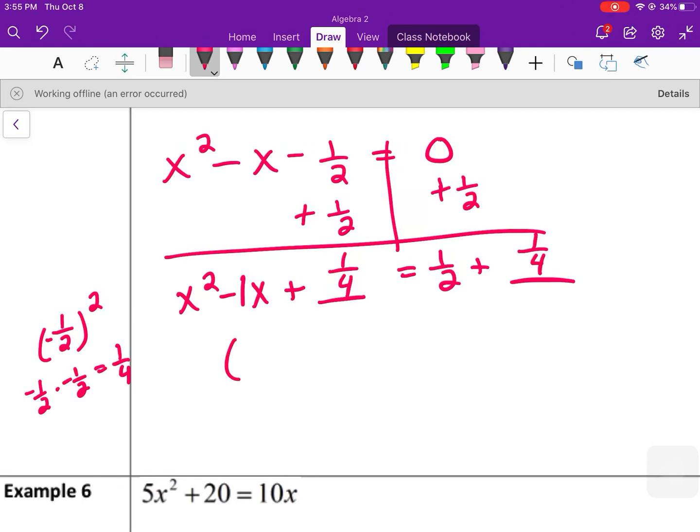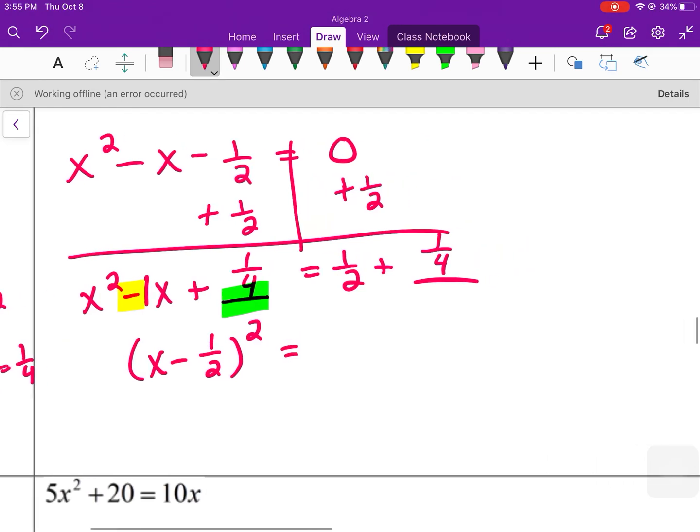Then factor it. It's going to be x minus something squared because this is negative, and x times x is x squared, so x minus. And then the square root of 1/4 is 1/2. So it'll be x minus 1/2 squared equals, then 1/2 plus 1/4. You'll need a common denominator. 1/2 is the same thing as 2/4 plus 1/4 is 3/4.